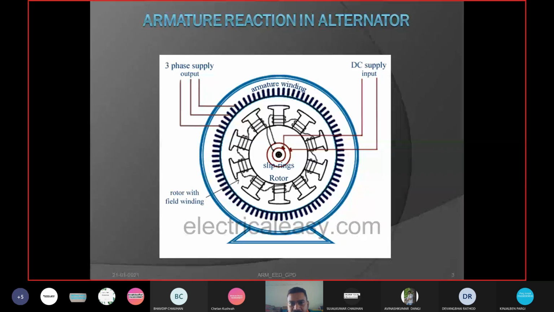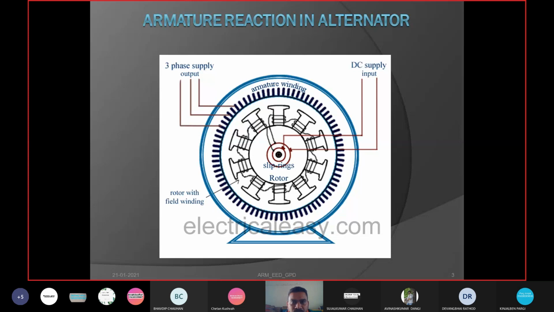Okay, so this is the basic construction image of an alternator, in which we have an armature winding, then the rotor winding, that is the rotor with the field winding. Okay, so what happens, we already discussed the construction of the alternator.